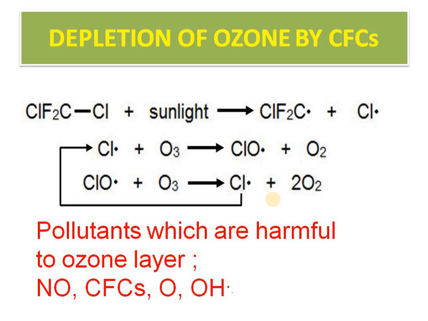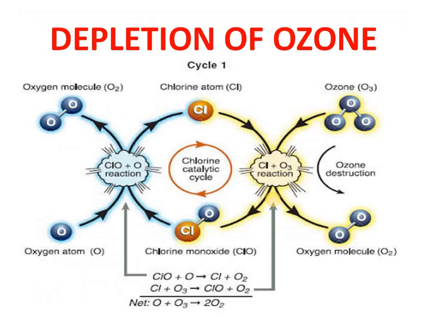These are called nitric oxide, NOx. Similarly, oxygen atom and OH radical are also pollutants of the environment, which are depleting the ozone layer. Now here, how the depletion takes place: let us say this chlorine atom is there and ozone is there. The chlorine radical which was produced earlier will decompose O3 to give rise to ClO and O2.